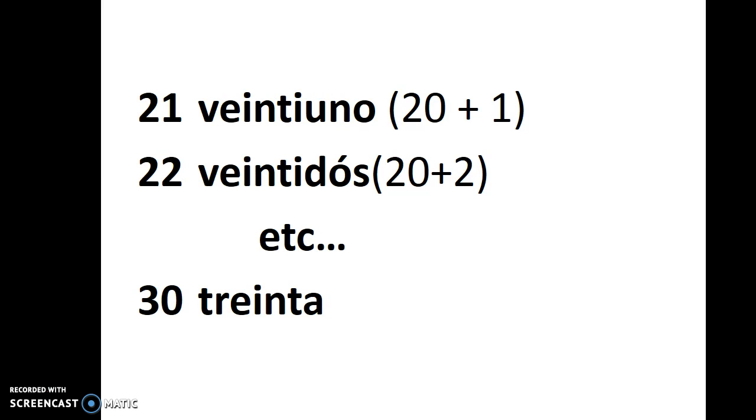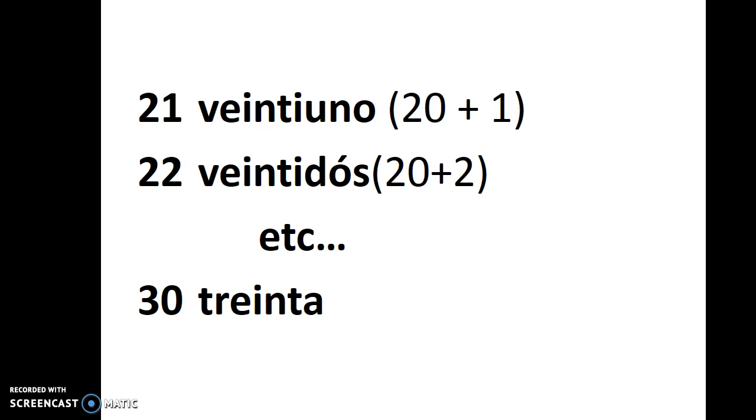And 21 through 29 are pretty easy, so we do a similar thing to what we did with our numbers 16, 17, 18. We take our word 20, our y, which means and, and the smaller number, so 21, 22, 23, 24, and you can probably guess the rest. 25, 26, 27, 28, and 29.